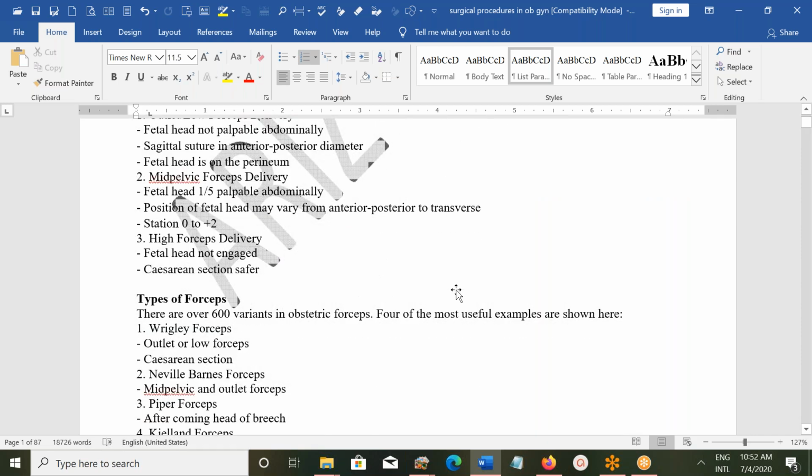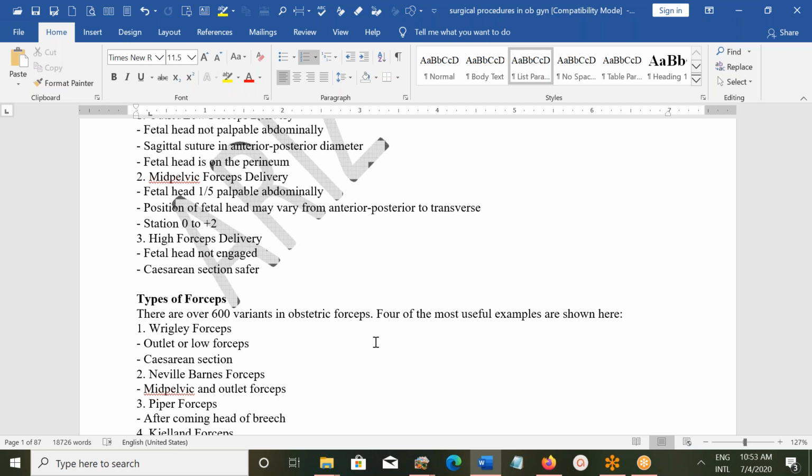So the types of forceps are... In the new guideline, we don't have high forceps delivery, right? Yeah, we don't have it in the new classification. This is the older classification. But this point is here because, first of all, this is based on the old guidelines, and second, sometimes they will ask you in the exam about high forceps.